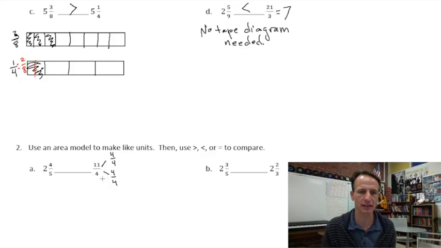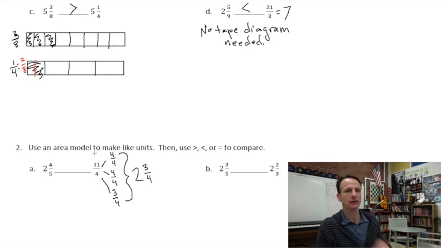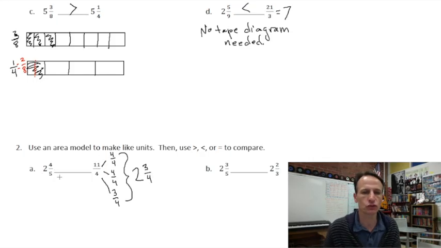So that's 8 of those, 11/4. And then, yes, I still have another 3/4, right? 4, 4, and 3 make 11. So that is, all together, I have 1 whole, 2 wholes, and then 3/4. So I can see as before, I'm comparing 2 wholes with 2 wholes. So really I could just look at the fractions. I can look at 4/5 compared to 3/4.